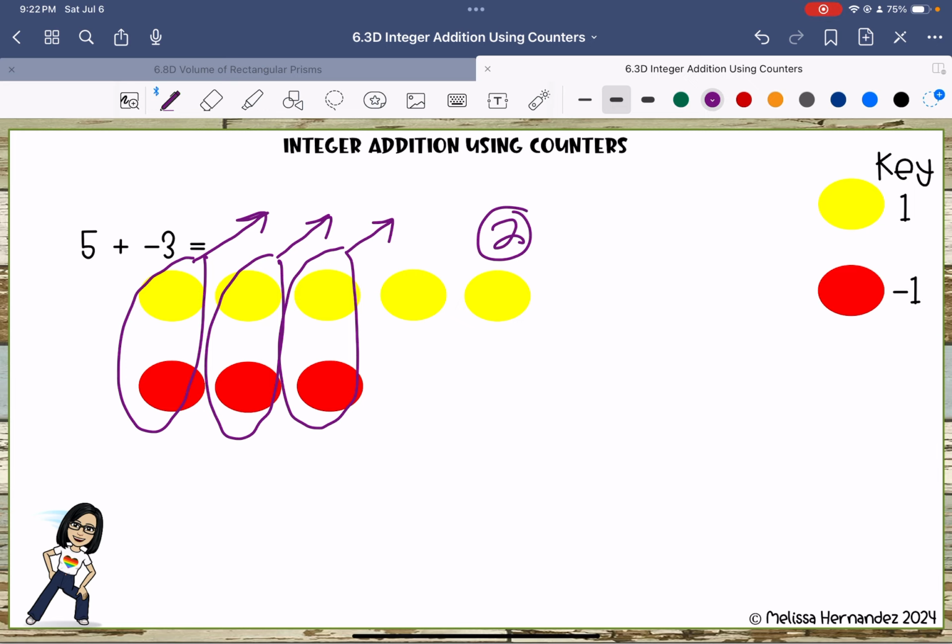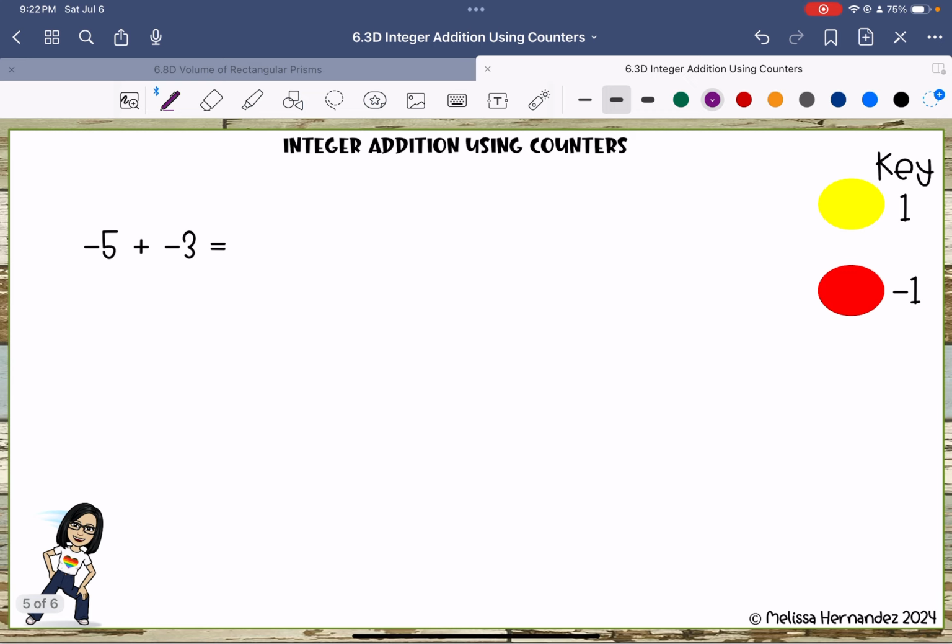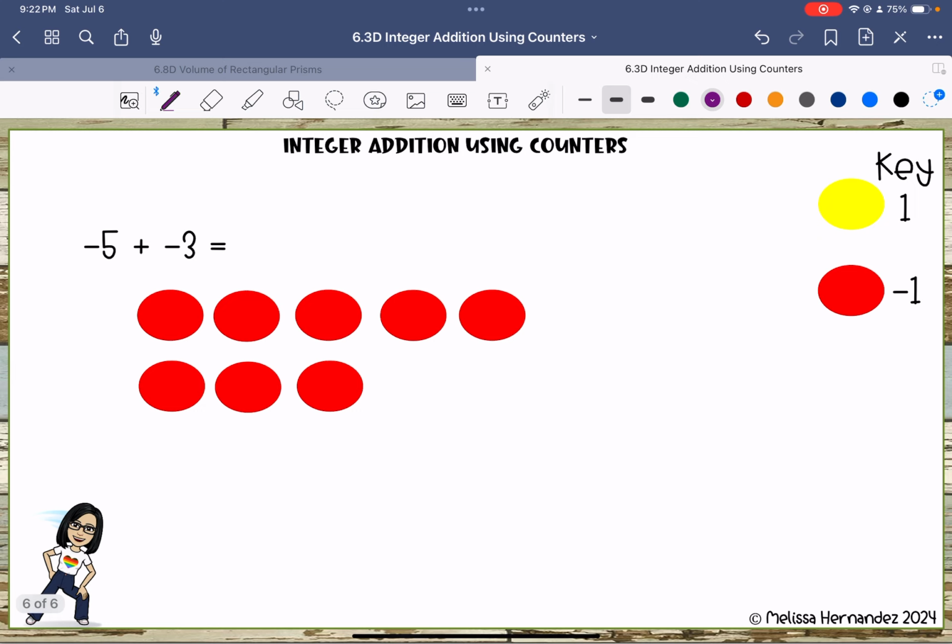Okay, so let's go to the next example. We're combining 5 negatives plus 3 negatives. So you would just get your counters out and it would model and it would look like this. 5 negatives and 3 negatives. And then you look at all your counters and go, do I have any zero pairs? Well, there aren't any zero pairs. So you just add it, which would be 8 negatives.